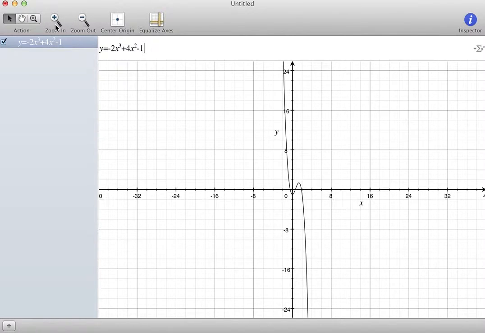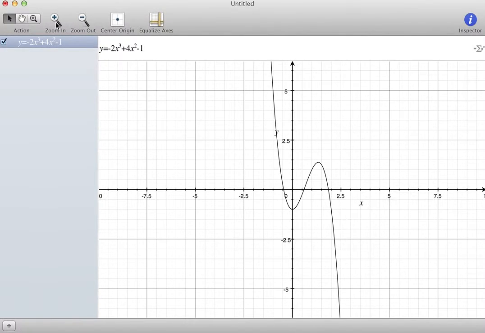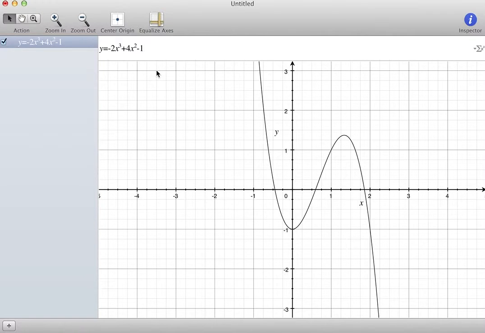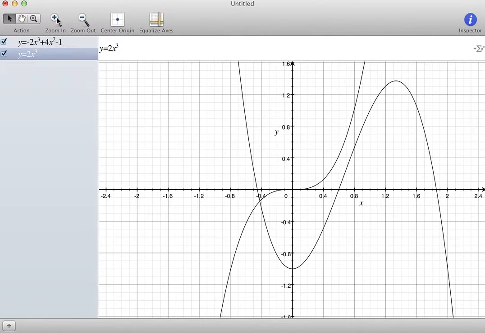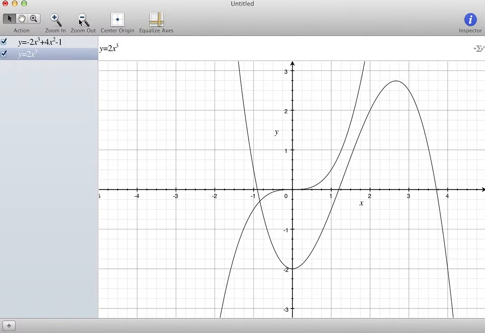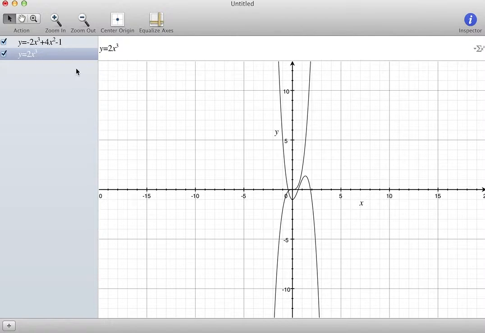I've already zoomed out. So if I zoom back into the normal, it looks like this. And the other one is y is equal to 2x cubed, which looks like that. All right, and we're supposed to zoom out far enough so that we can see the left and right behavior as the x values get arbitrarily large.